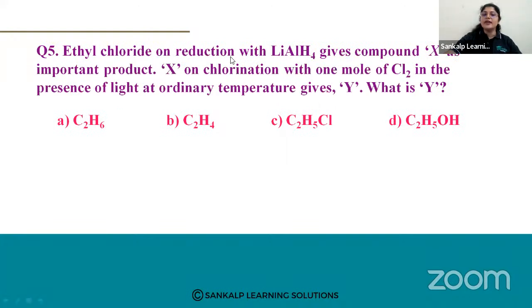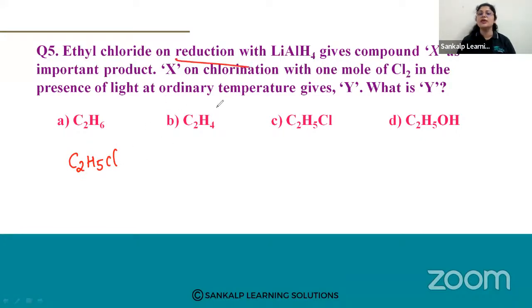Ethyl chloride on reduction with lithium aluminum hydride gives compound X as the important product. X on chlorination with 1 mole of chlorine in the presence of light at ordinary temperature gives Y, and what is Y? So you have to follow this set of rules. First is what? Ethyl chloride, C2H5Cl.